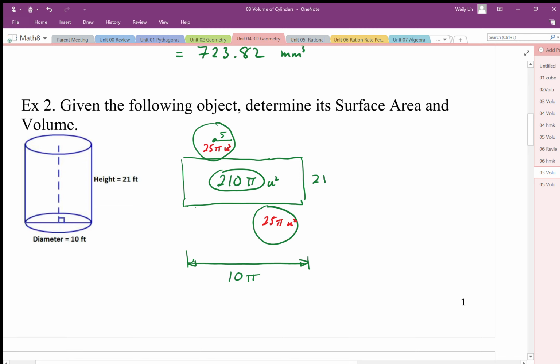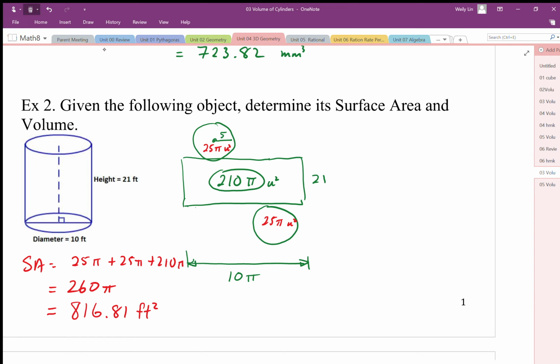So to add up the surface area, we're going to take 25 pi plus 25 pi plus 210 pi, and that works out to be 260 pi. And when we work out the decimal value of that, we have 260 times pi, and that's going to give us about 816.81 units squared. Well, in this case, it's going to be feet, so we're going to get square feet. So that's our surface area.